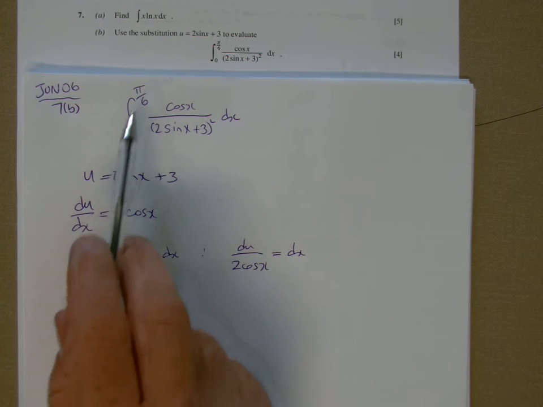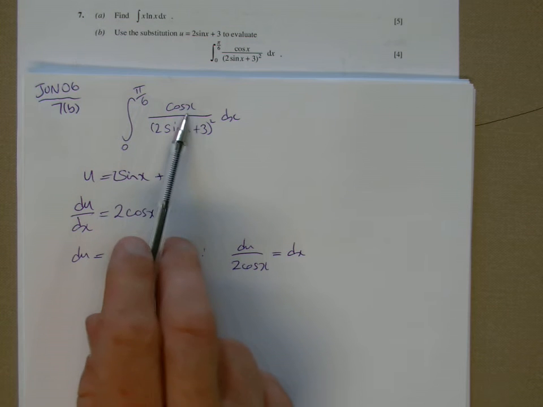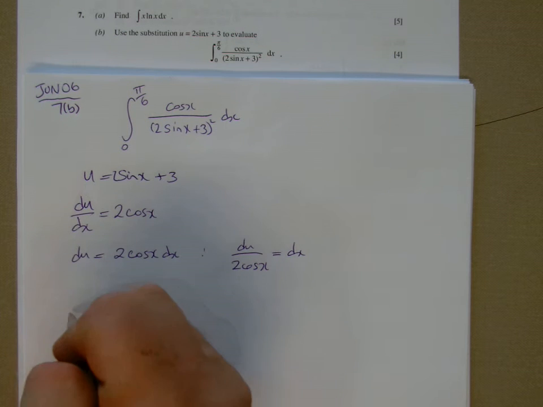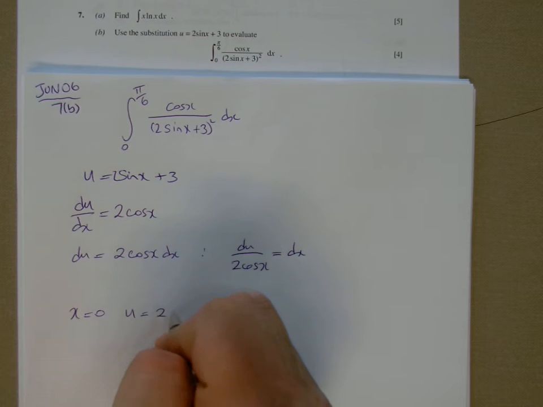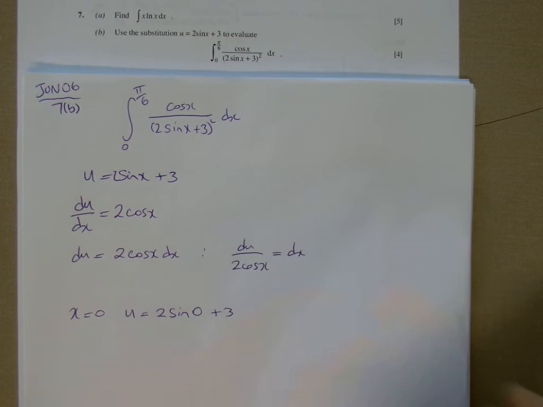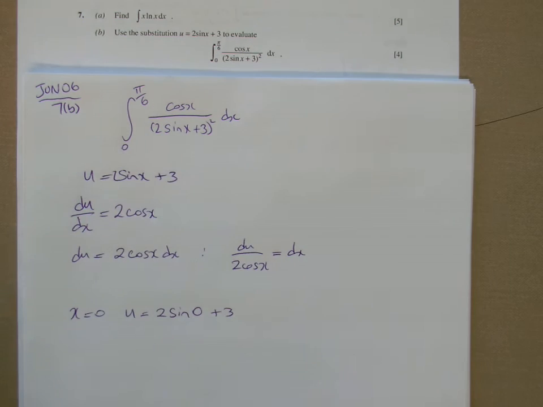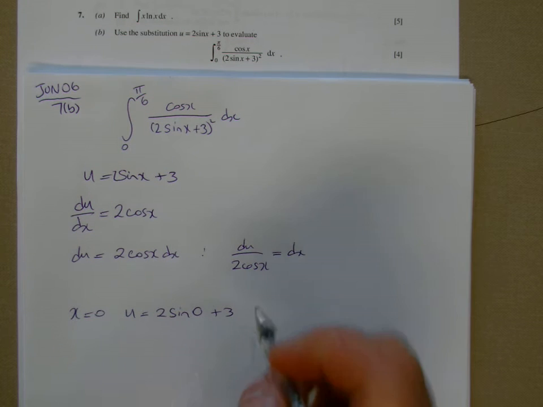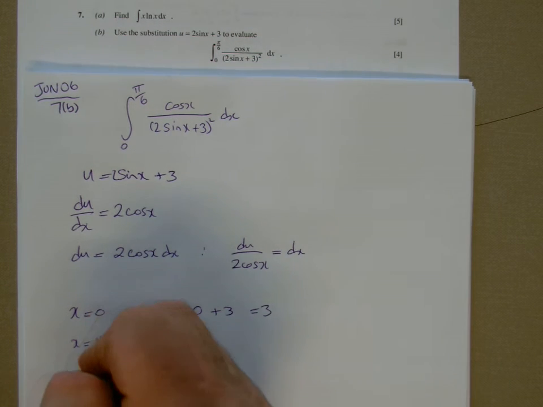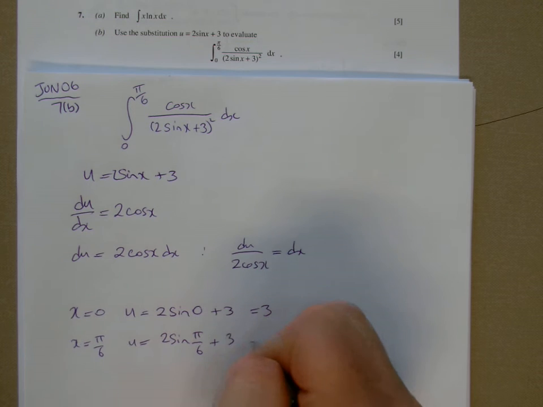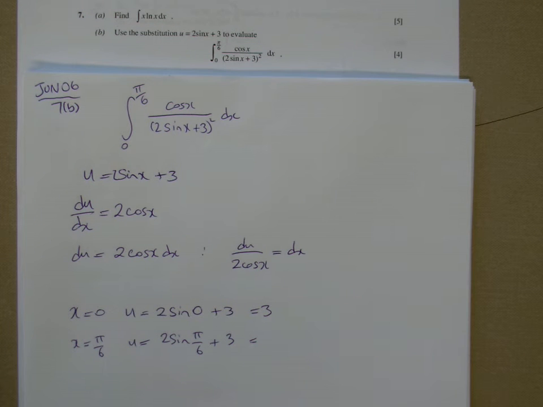Before we actually do the integral, remember we need to do the limits. These limits are in terms of that variable there, so that's an x value, and that's an x value. To get the u value, I just substitute it in. When x is 0, u equals 2 sine 0 plus 3. You can check that on your calculator, but remember, it's got to be in radian mode, and you get 3 out. When x is pi over 6, you get 2 sine pi over 6 plus 3, and of course you've got to have something sensible, and we get 4. So those are my new limits.